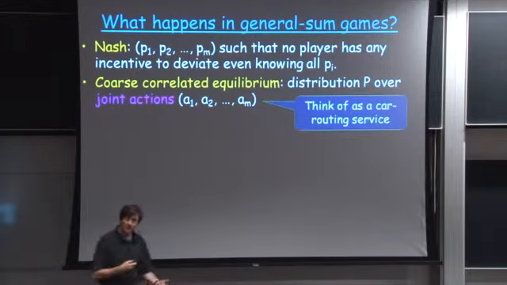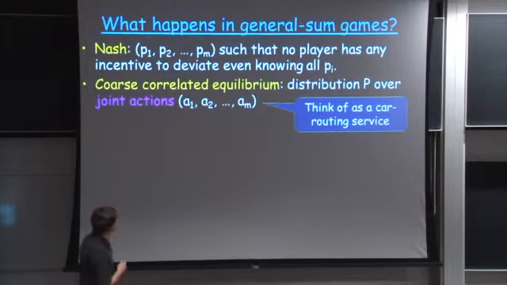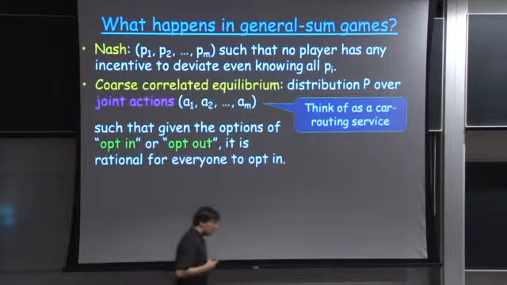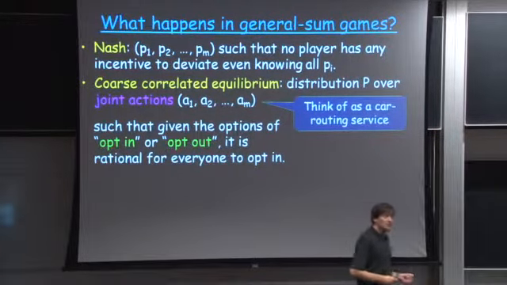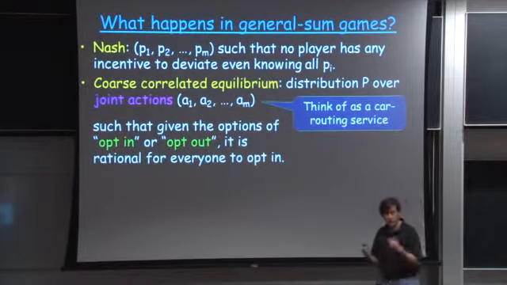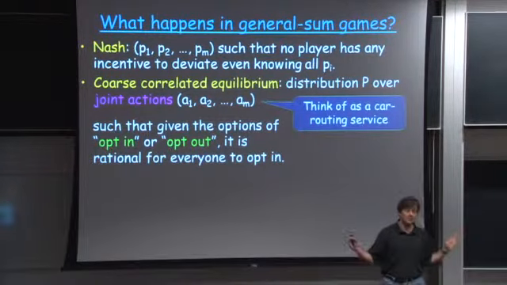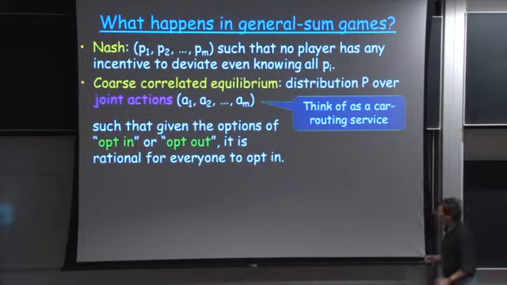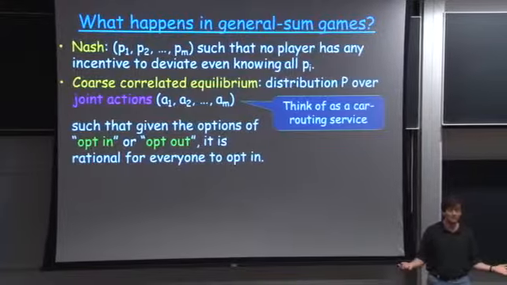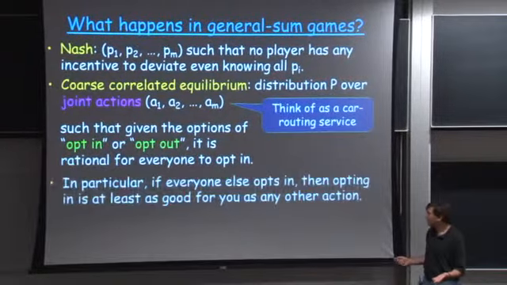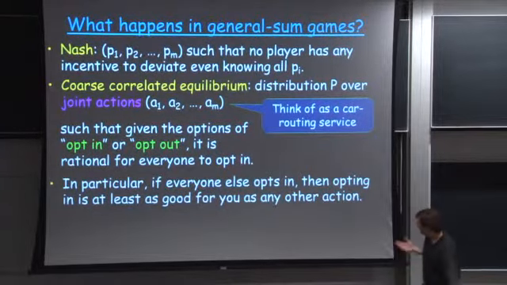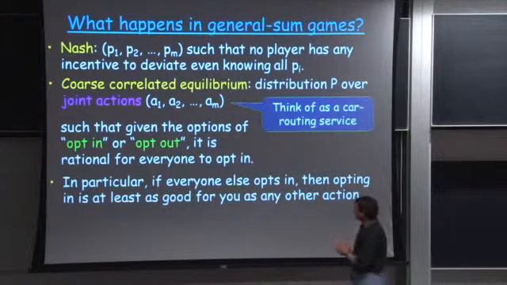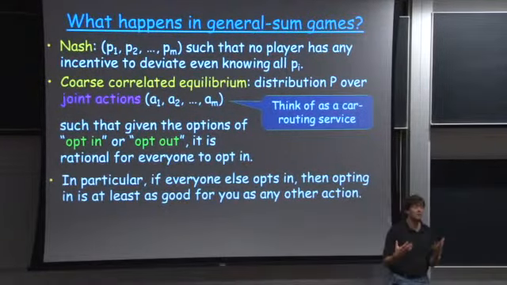Okay, so think of it as a car routing service that you could choose to join or not, such that given the two options of either opt into this service or opt out, so you could choose to plug your car into it or not plug your car into it, it's rational for everyone to opt in. What do I mean by rational for everyone to opt in? If everybody else opts in, then opting in is at least as good for you as any other single action.